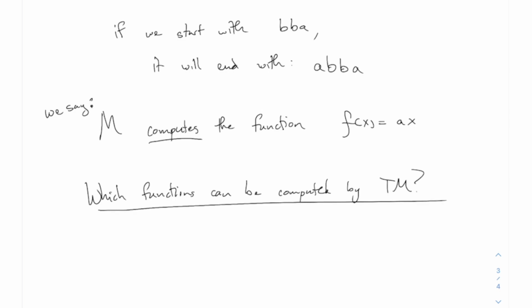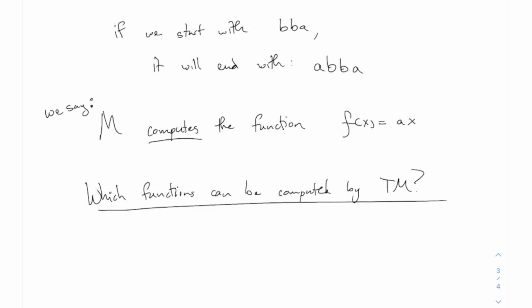All right, that's the big question. It is on some level equivalent to asking what are the languages which can be accepted, because it's the same machine we're using, but it's a different way of phrasing the question, really. All right. Which functions can be computed by a Turing machine?